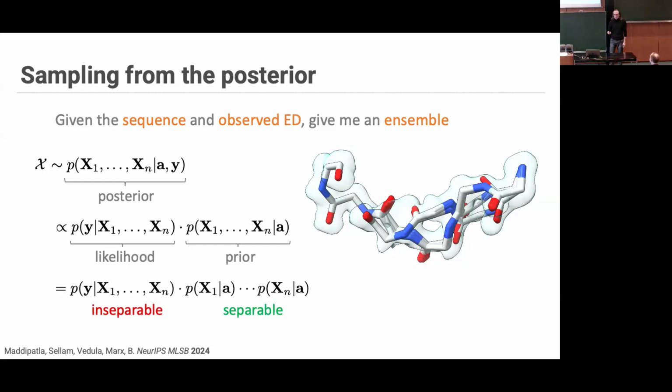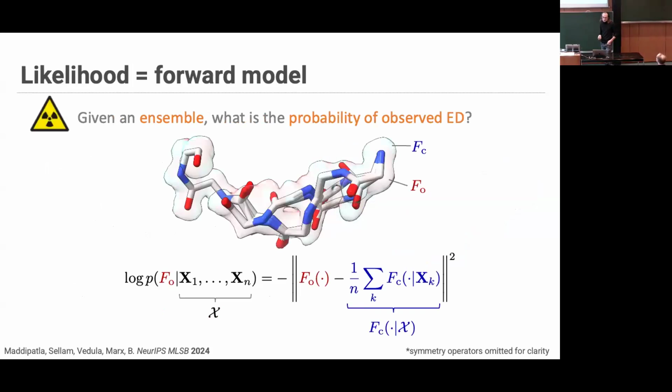Let me show you two likelihoods. For example, in the case of X-ray crystallography, it's just the forward model of our instrument, right? So I have an ensemble of structures, and I'm asking what is the probability of the observed electron density, right? So I need to somehow measure the discrepancy, quantify the discrepancy between the FO and the calculated electron density. And the calculated electron density will be just the ensemble average over the calculated electron densities.